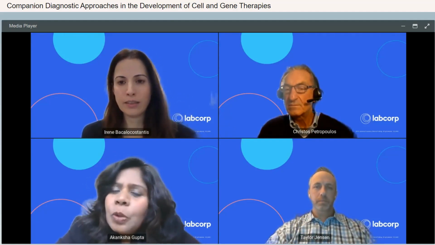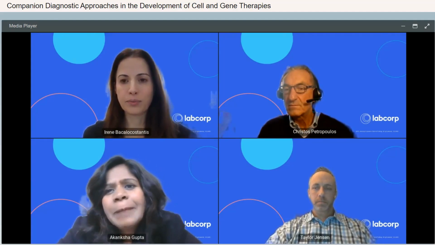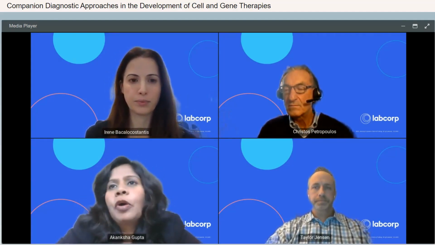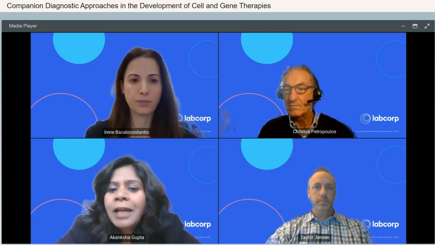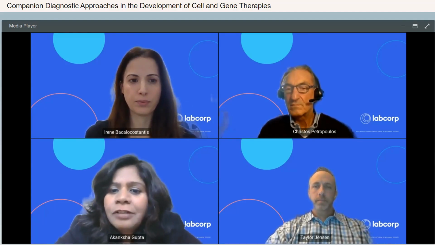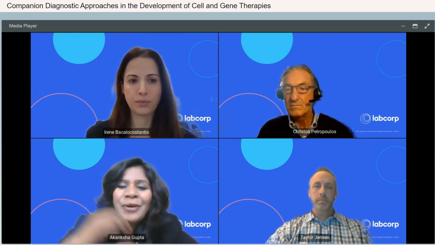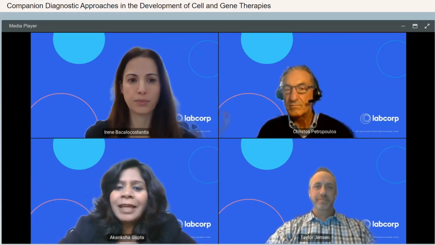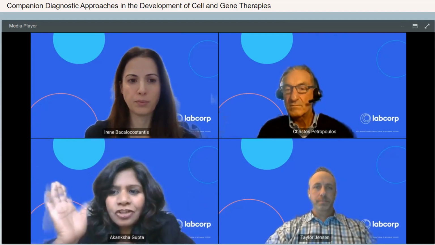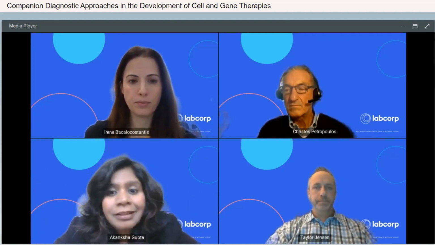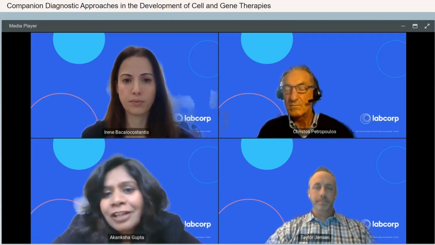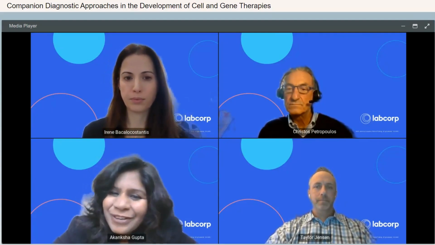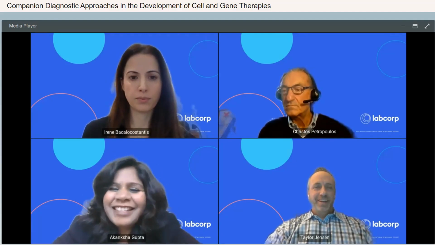Could you elaborate on the different types of assays, assay platforms, or methodologies that might be involved in the development of these companion diagnostics to ensure that the right patient gets the right therapeutic? And again, from that lens of a cell therapy versus gene therapy, because the assessments might vary differently across the two. So Taylor, your thoughts from a cell therapy perspective first?